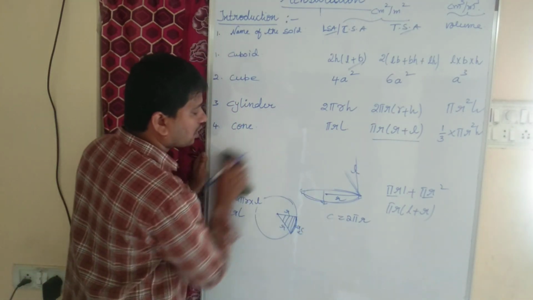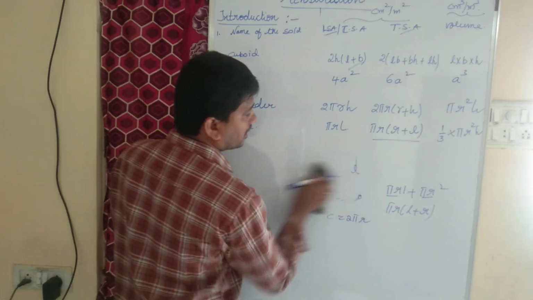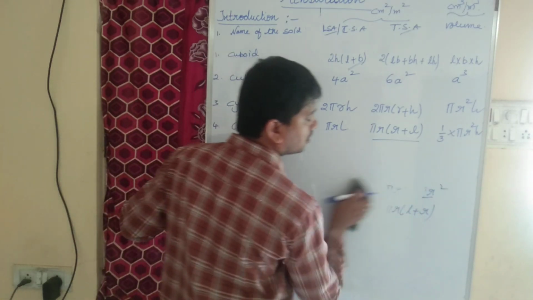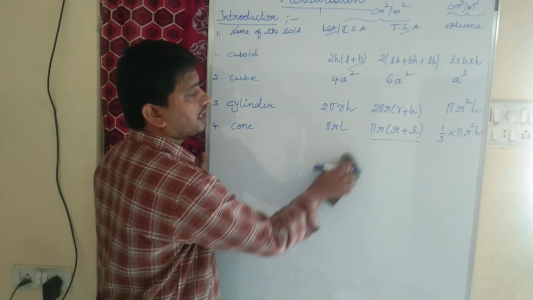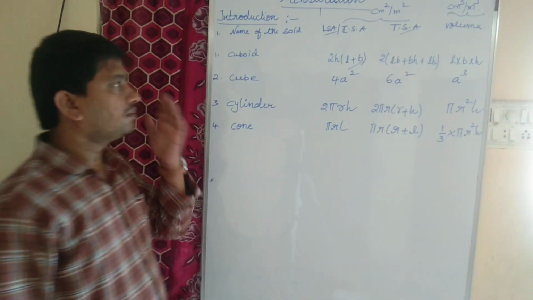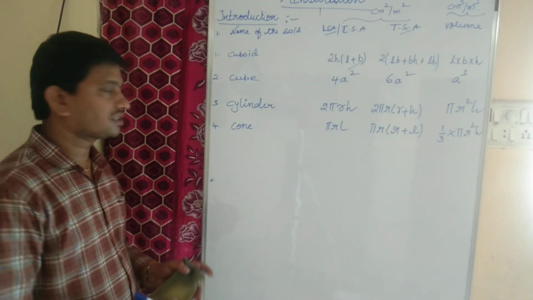You have to remember all these formulas. So curved surface area of cone is pi r l, and total surface area of cone is pi r into r plus l, and the volume of cone is 1 by 3 into pi r square h.